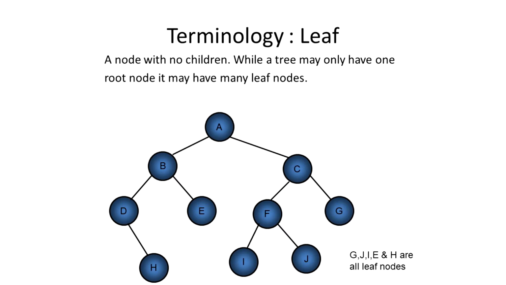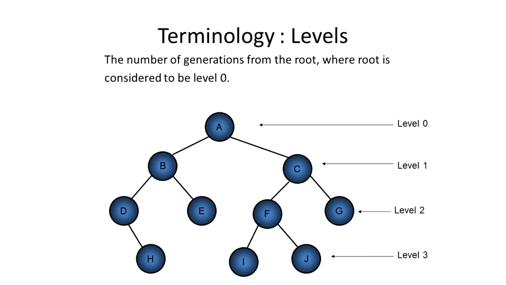So here you can see that nodes G, J, I, E, and H are considered to be leaf nodes. And then we also describe the nodes of the tree in terms of levels, with level 0 being the top of the tree, the root node, and then the levels increase as we go further down the tree.